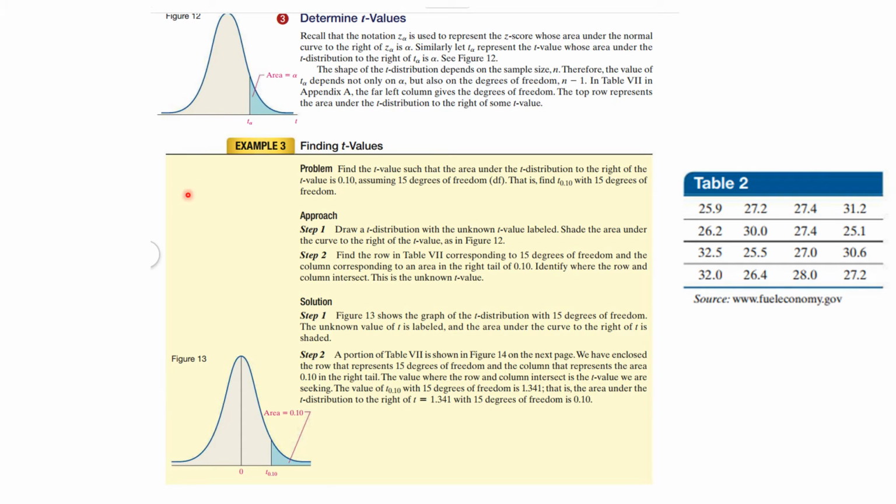Okay, so we've talked about that. Find the two values such that the area under the t-distribution to the right is 0.10, assuming 15 degrees of freedom. If there are 15 degrees of freedom, that means there were 16 data points, and so I could be thinking about this data if I really wanted to. So the area we want is 0.10, and we want to find t alpha over 2. We're trying to find this cutoff. So let's look at our table.